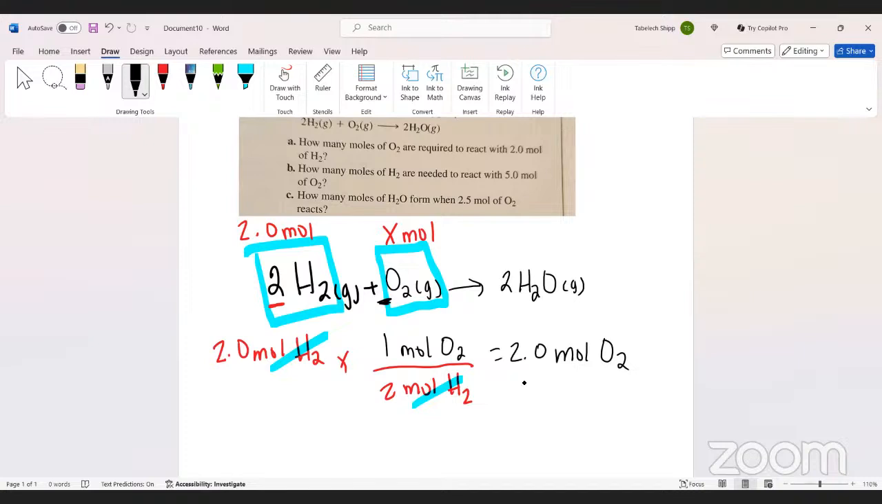All right. Now, here's the other thing with dimensional analysis. Suppose we said how many grams of oxygen.